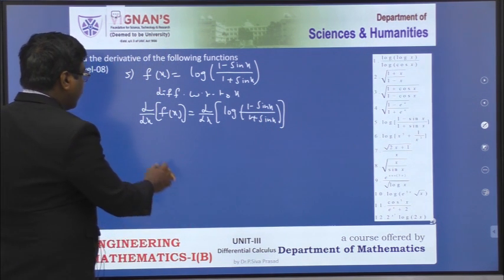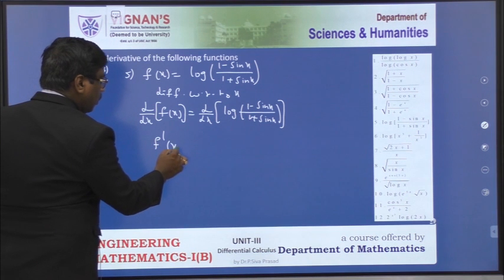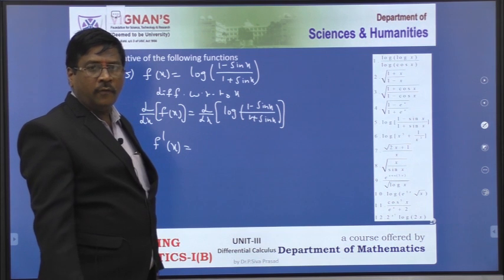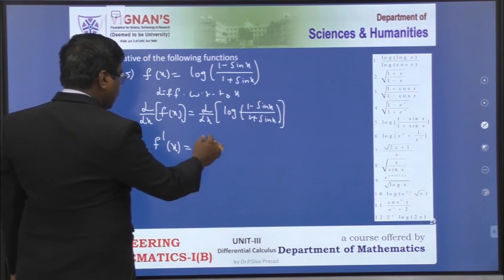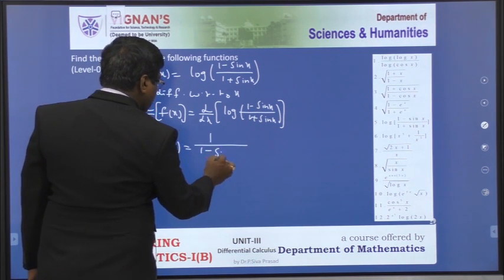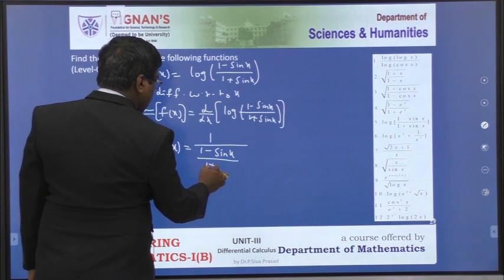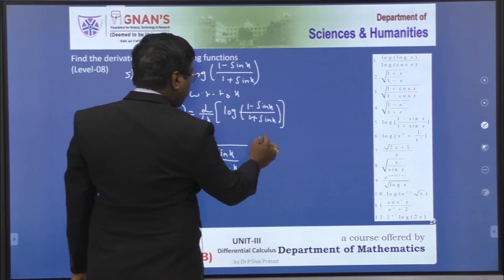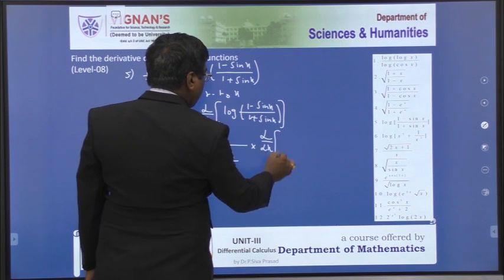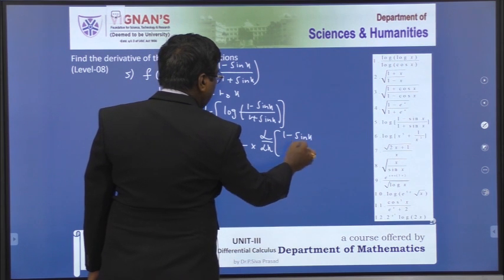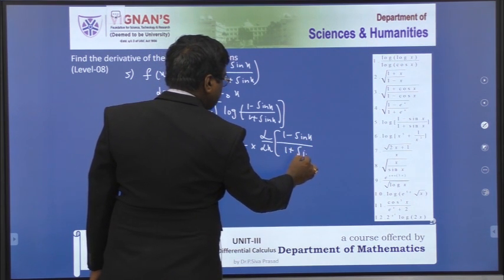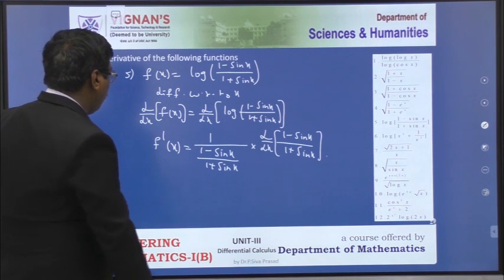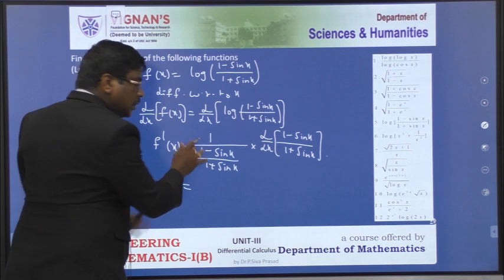Then d by dx of f of x, that is f dash of x, is equal to, I have to assume this total function has to be x, then that is in the form of log x, that is 1 by x. Therefore, (1 minus sin x) by (1 plus sin x) into the internal derivative, that is d by dx of (1 minus sin x) by (1 plus sin x). Therefore, this is equal to, so the fraction is to be reversed here.